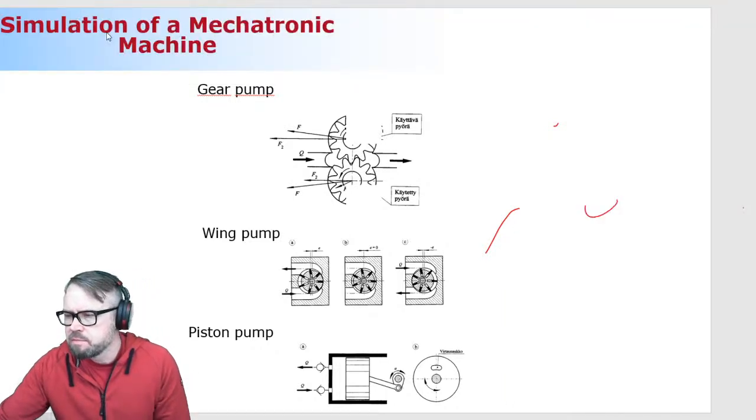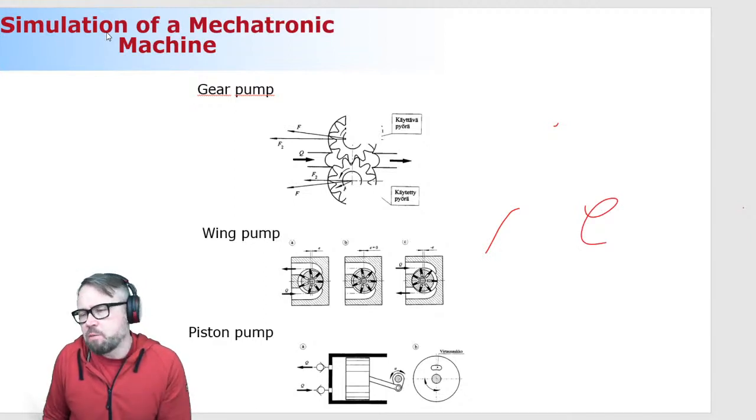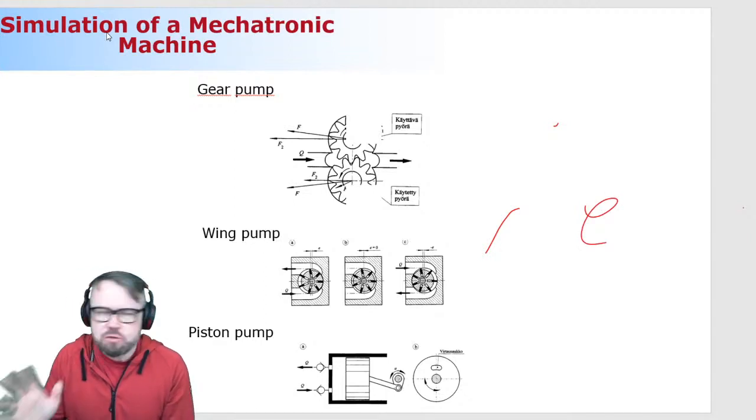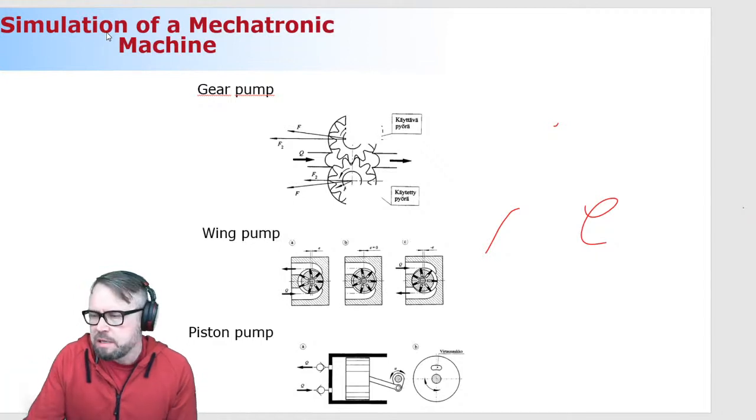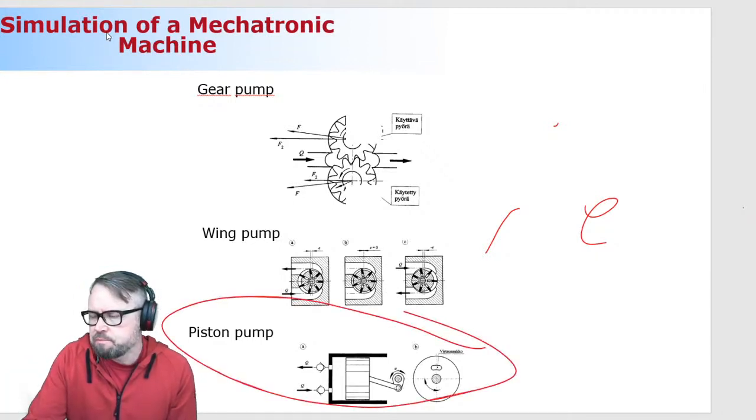Okay, so these are the different mechanical structures you can find inside of the pumps. Most often, clearly the most often used one is the piston pump.